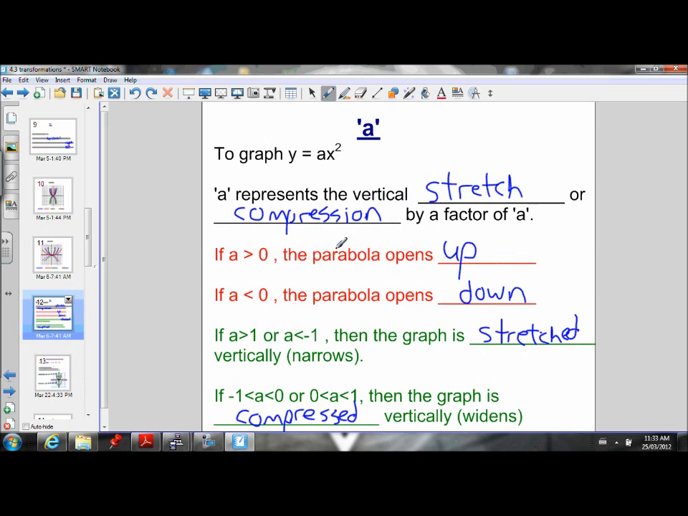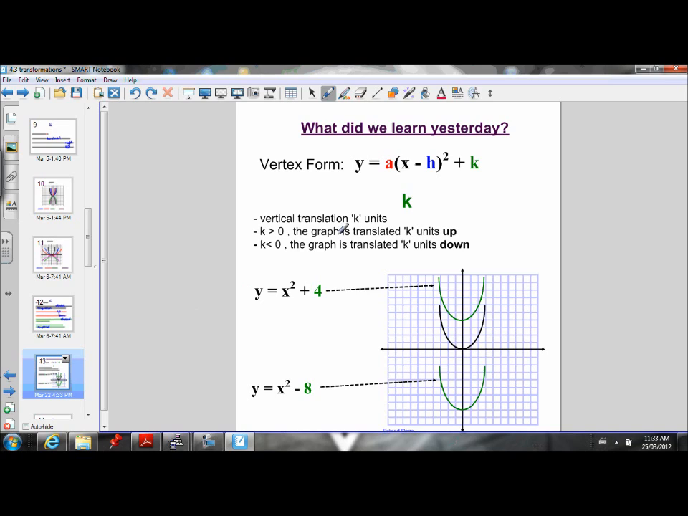So, if we then summarize everything we learned today, remember you should have this filled out on your placemat. Let's briefly summarize. Here's the vertex form of a parabola. We noticed that when we varied the value of k, if k was greater than 0, so positive, the parabola moved up. But if k was less than 0, a negative number, the parabola moved down.